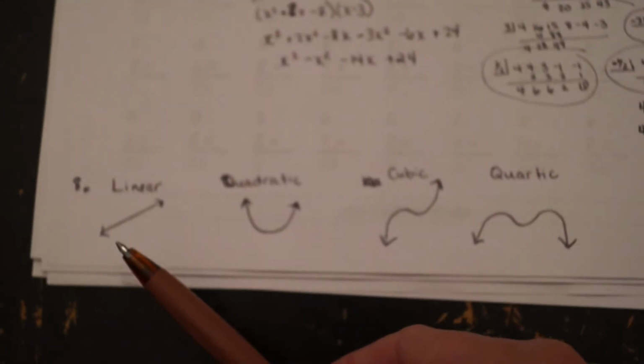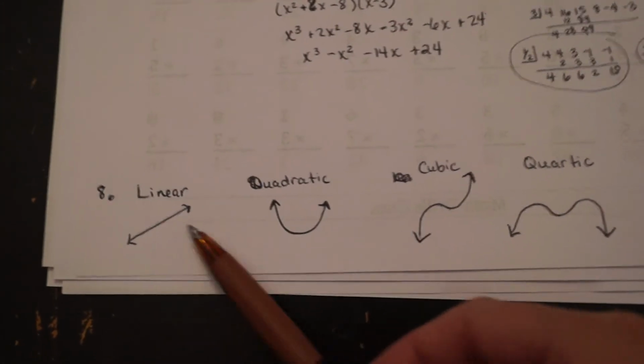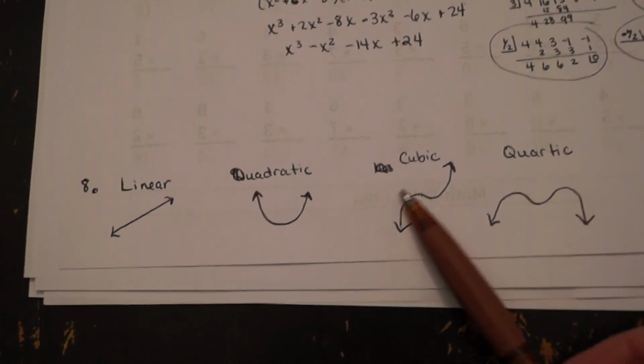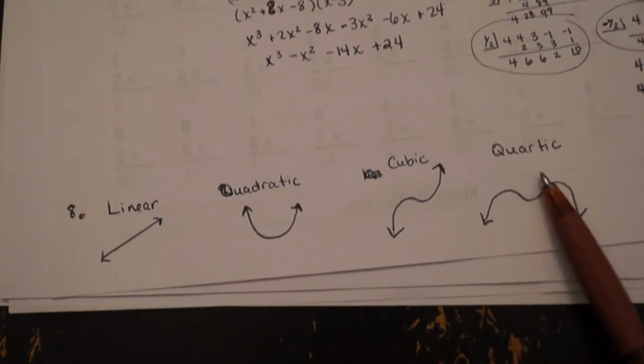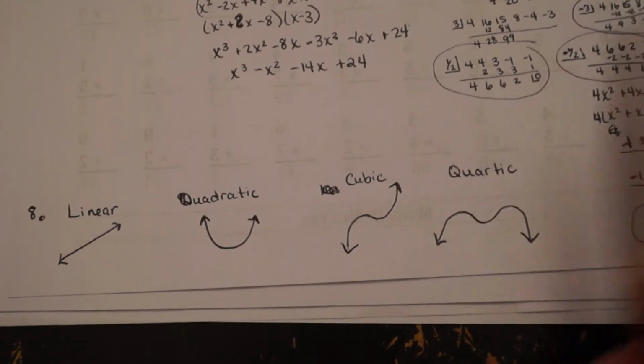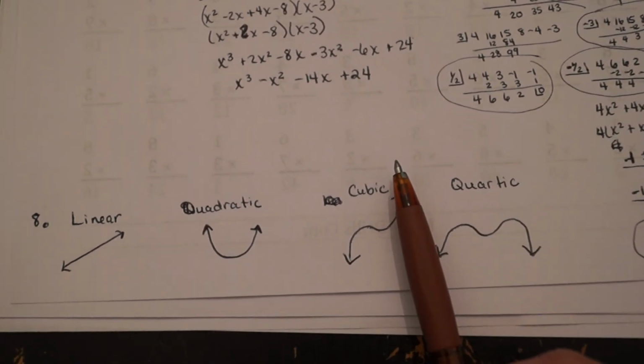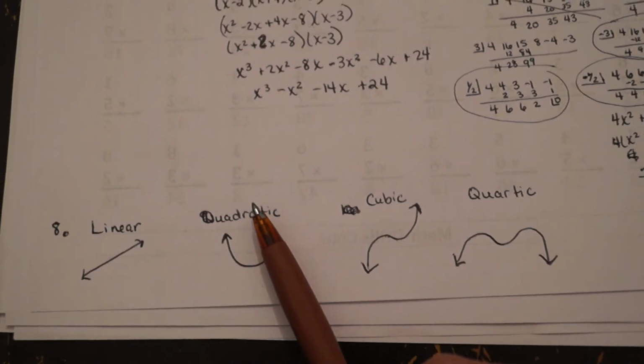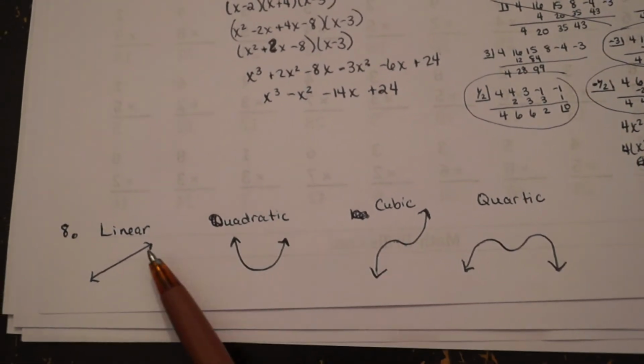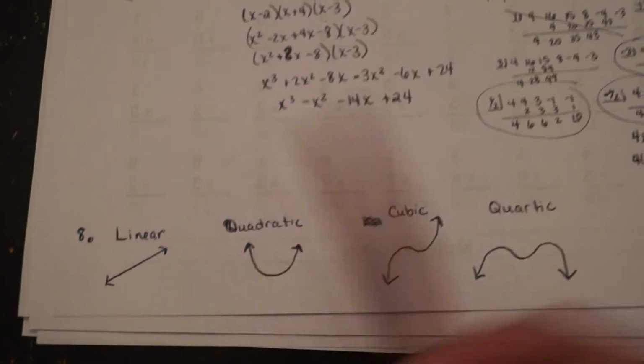And then finally it ended on kind of an easy note. It was just sketch each one. So linear has a line, quadratic has 1 bump, cubic has 2 bumps, quartic has 3 bumps. It's always 1 less. So quartic means something to the 4th, 3 bumps. Cubic is to the 3rd, 2 bumps. Quadratic is to the 2nd, 1 bump. Linear to the 1st, no bumps.